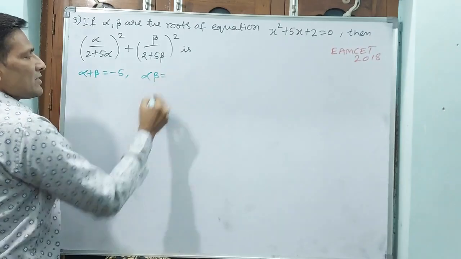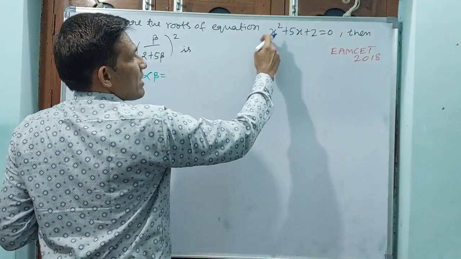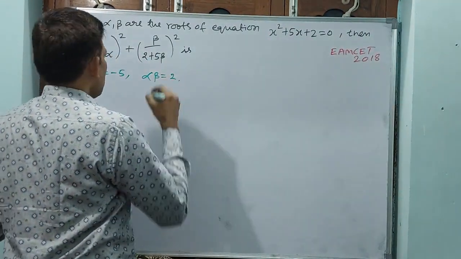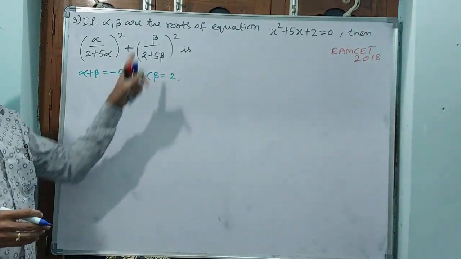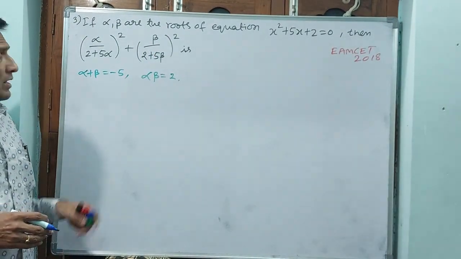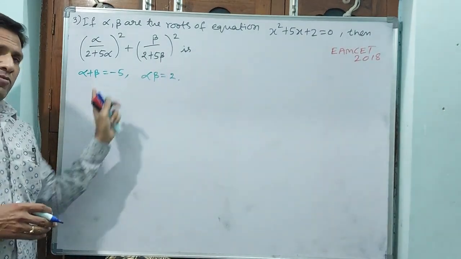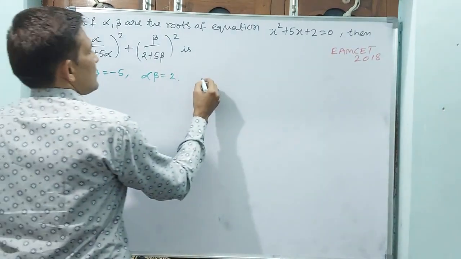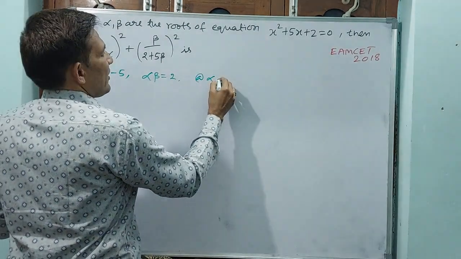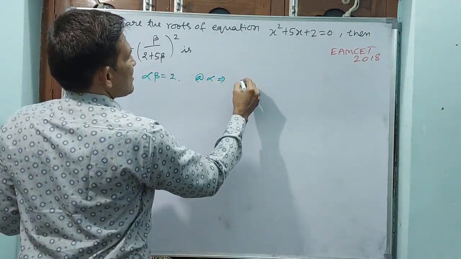Alpha into beta is equal to c by a, that means 2 by 1, that is equal to 2. Okay. See here, we confirm that alpha and beta are the roots for this equation. Alpha one time, beta one time, can we substitute? Definitely we can substitute.